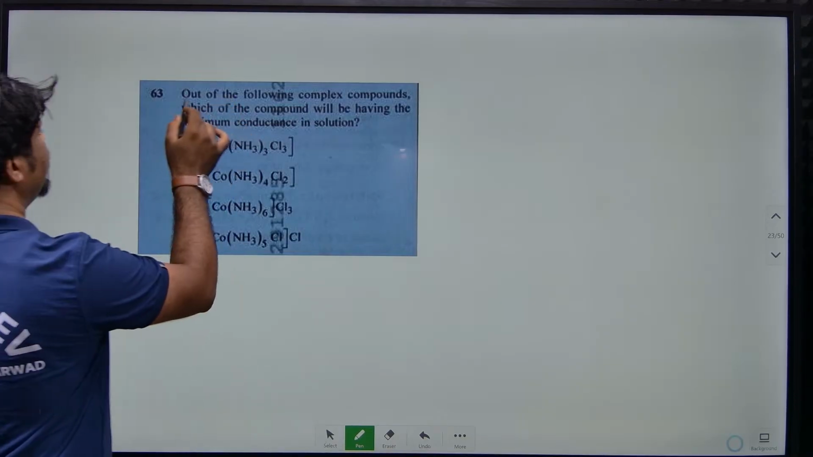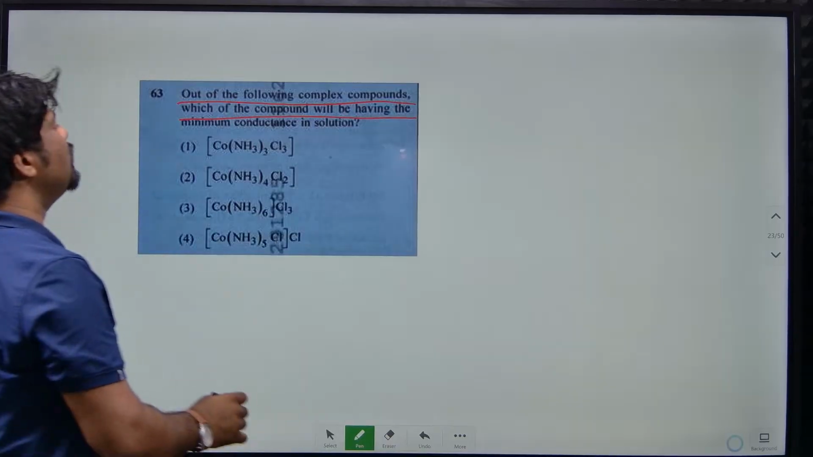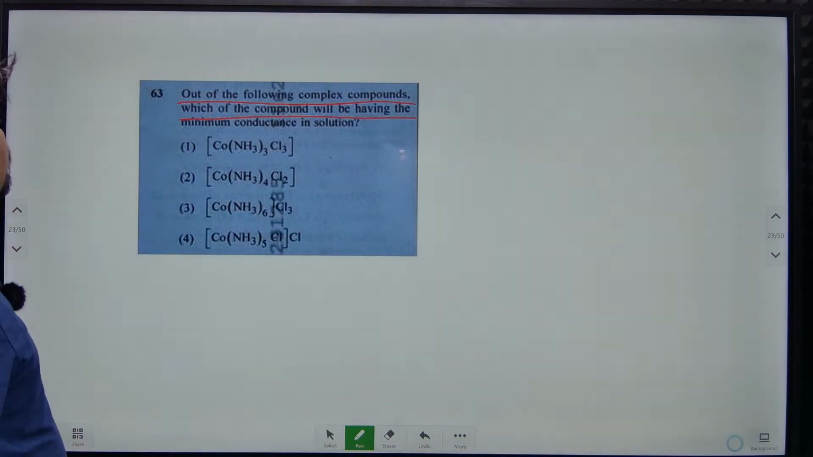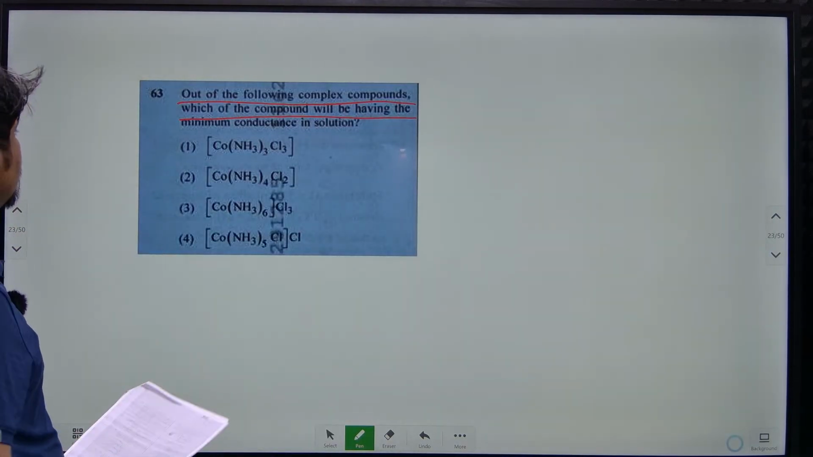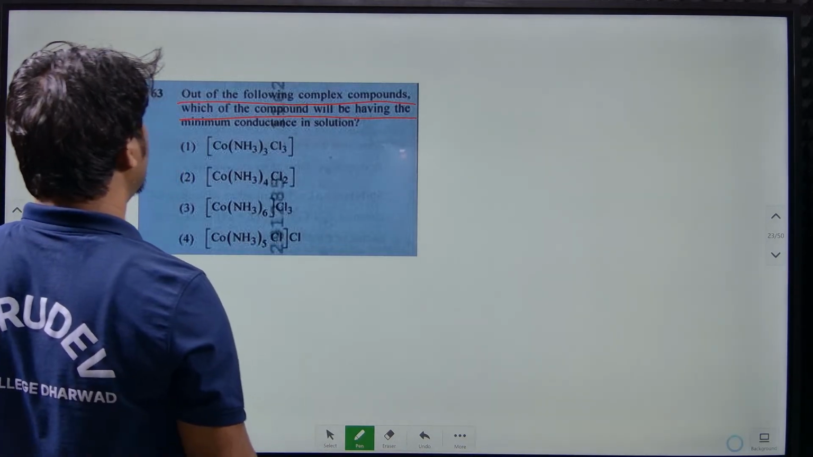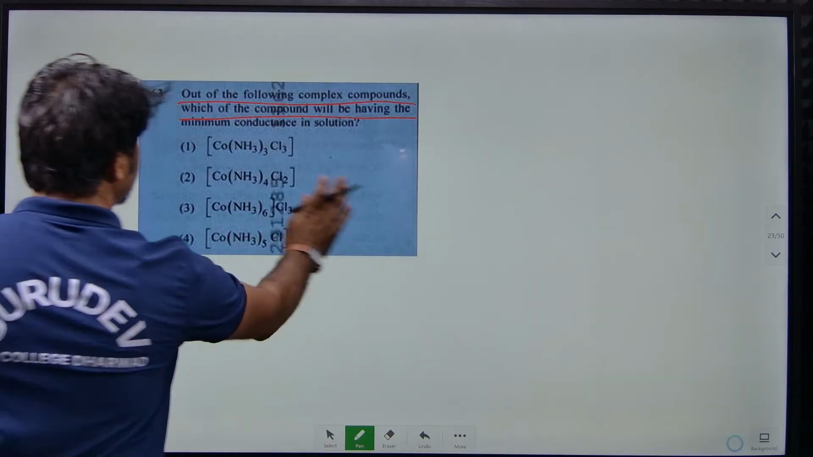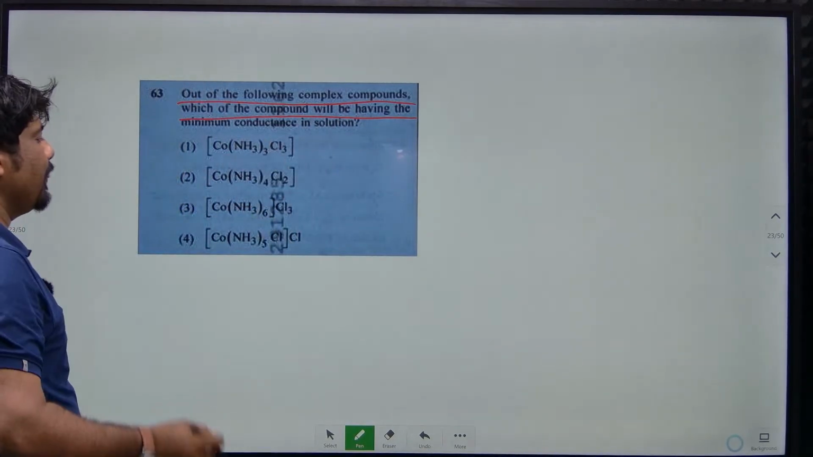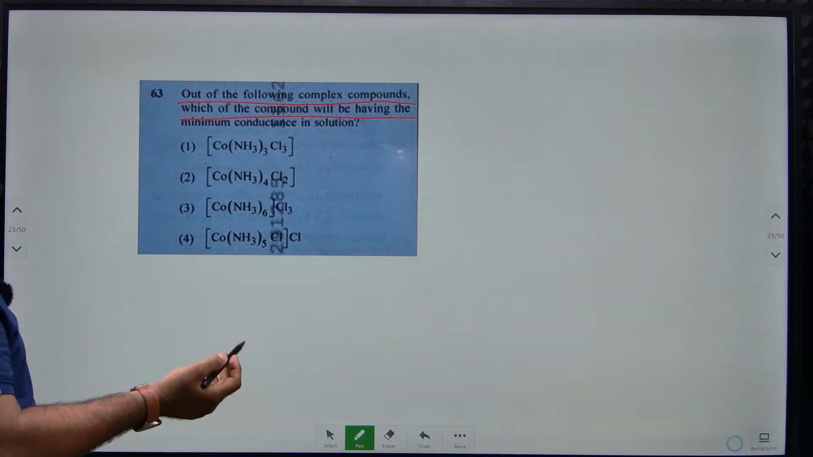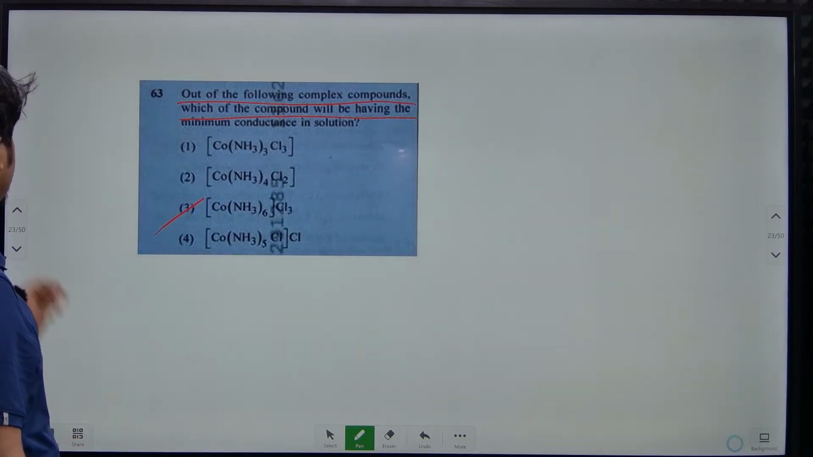Go to question number 3. Out of the following complex compounds, which compound will have minimum conductance in solution? The molecule having the greater number of ions will have greater conductance. So option 3 is the right answer for the question here.